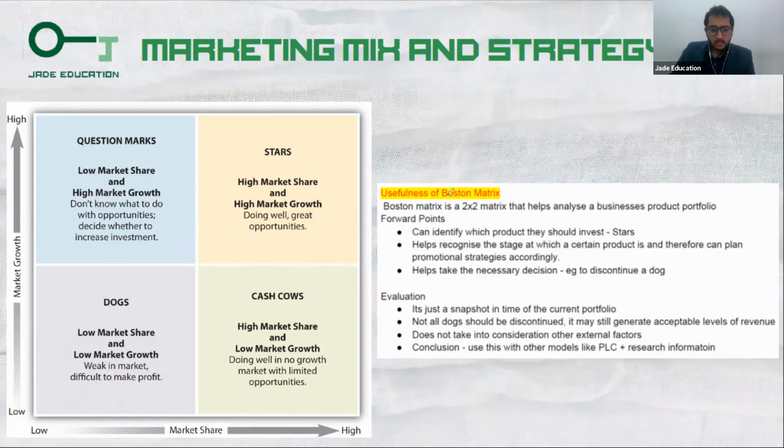But when it comes to the usefulness, guys, this is how the question came in. You can identify which product should be invested in. You can take necessary decisions like to discontinue a dog. You can help recognize which stage your product is in. Therefore, you can plan the promotional strategies accordingly.